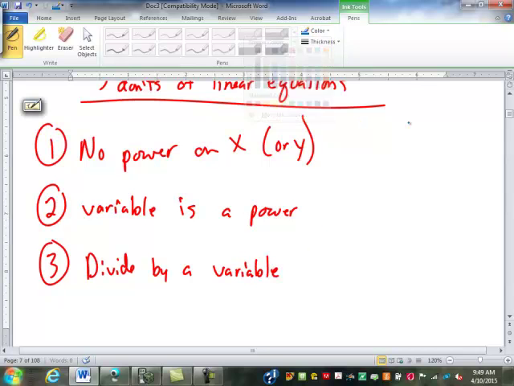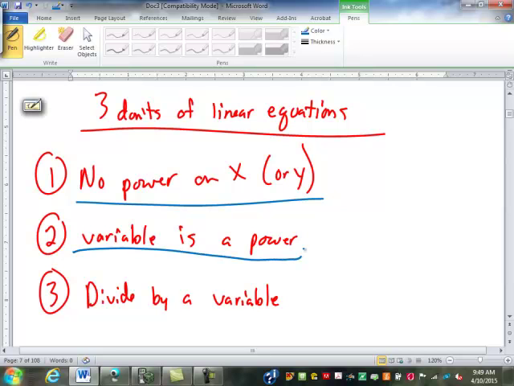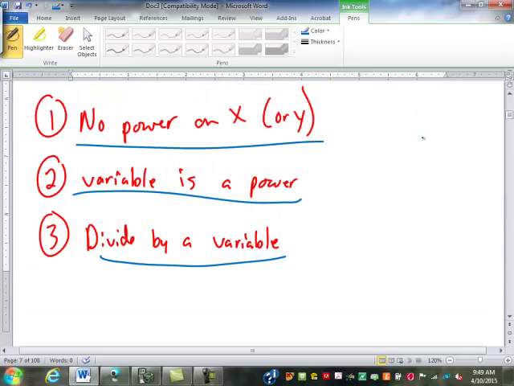The 3 things we've just listed out here are what I call the 3 don'ts of linear equations. If you see an equation and it has one of those 3 things, a power on one of the variables, and as we said, that includes a square root, a variable in the power, or dividing by one of the variables, then we know that that is not going to be a linear equation. So with that, we can look at an equation and very quickly tell whether it's going to form a straight line.